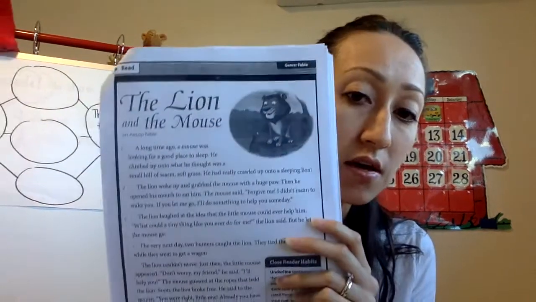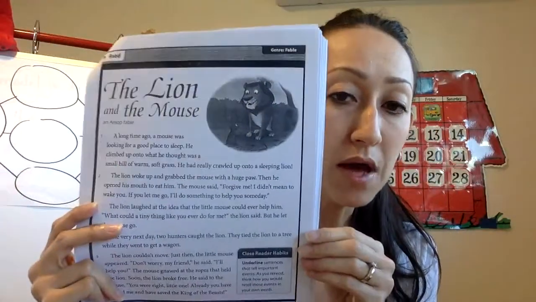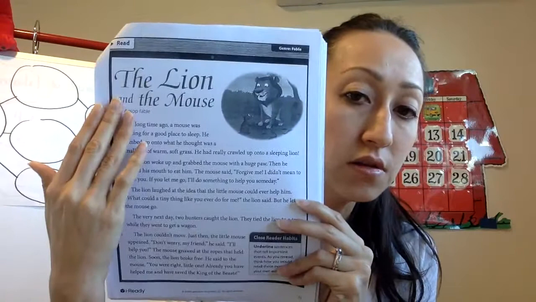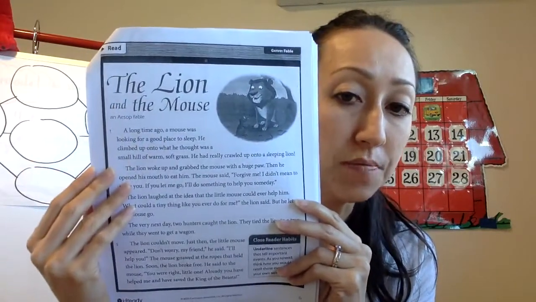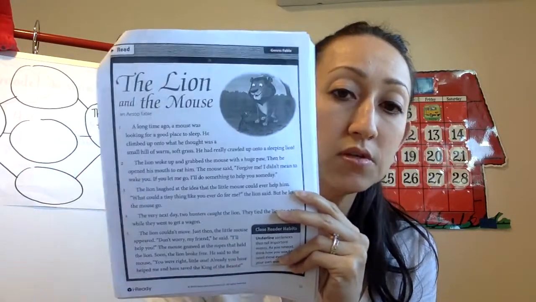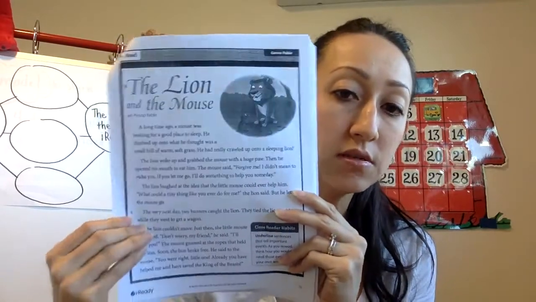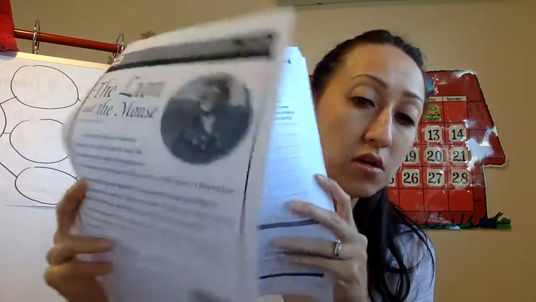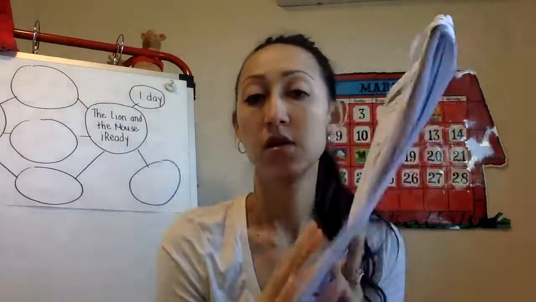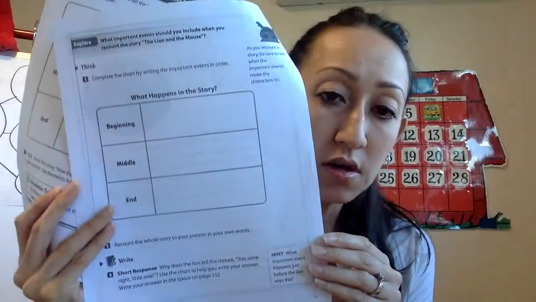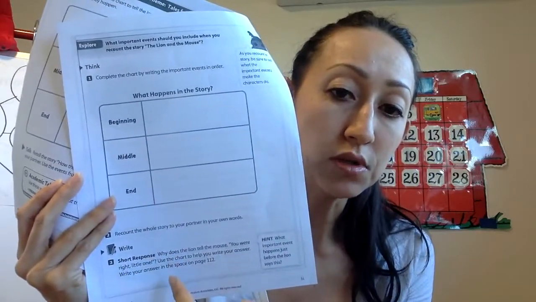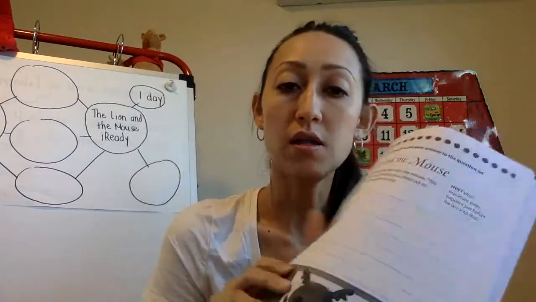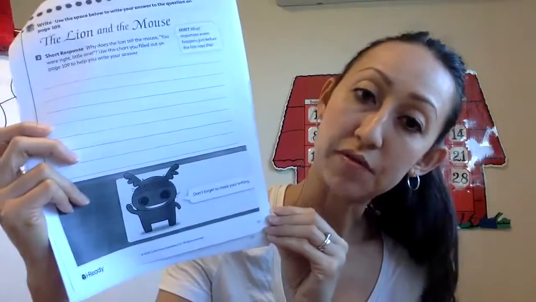Today, your assignment is to read page 13 in your iReady packet. This is a story, The Lion and the Mouse, but a different version of this Aesop fable. After you read this short story, you are going to complete the reading response and do beginning, middle, and end. Please make sure you read these questions, talk about them, and answer them too. You do not need to complete page 15.